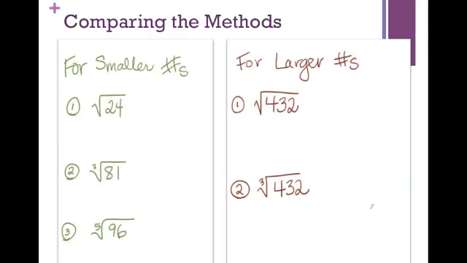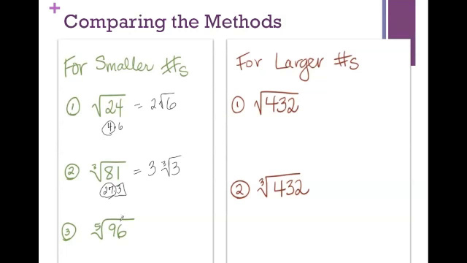I usually use the first method that I showed you for smaller numbers because I do know what multiplies to give me 24. I know that 4 times 6 will give me 24, and 4 is a perfect square, so that would give me 2 square root 6. I also know a few things about cube roots, and I know 27 times 3 gives me 81, and 27 is a perfect cube, so that would be 3 cube root, and then the 3 is left inside.